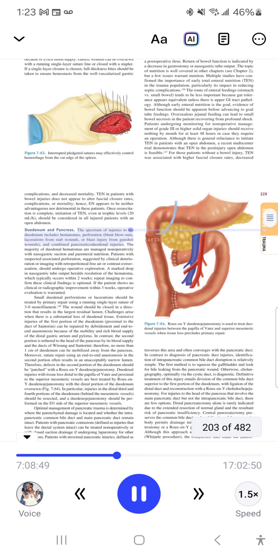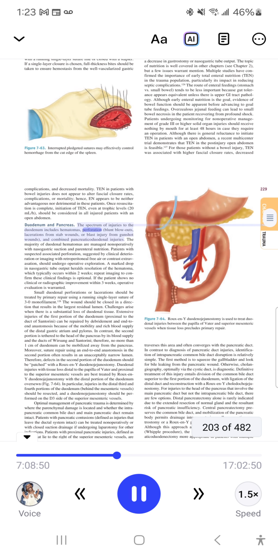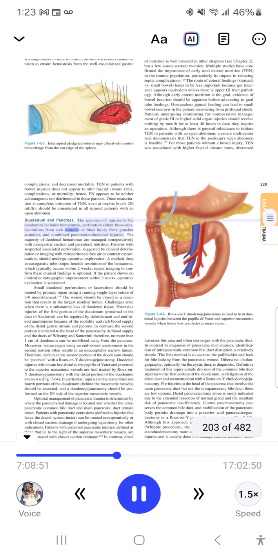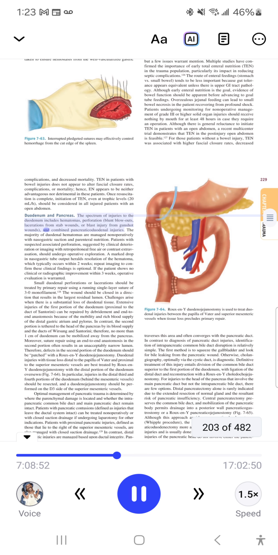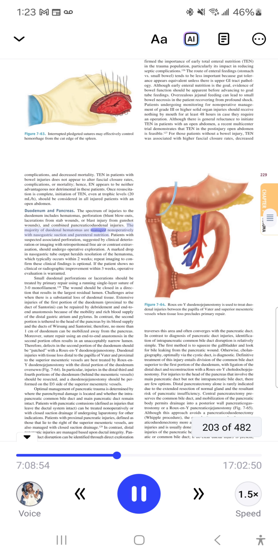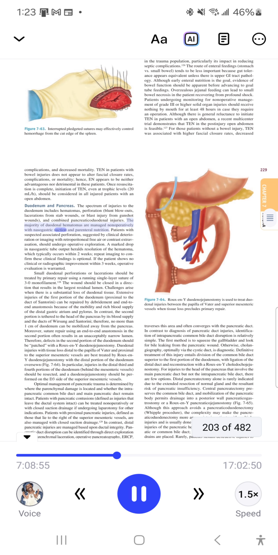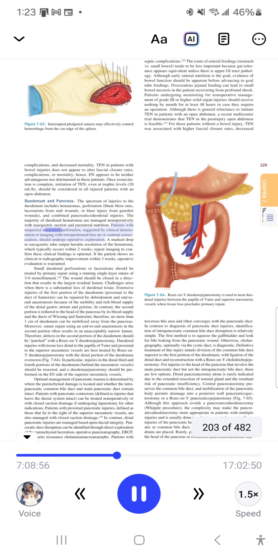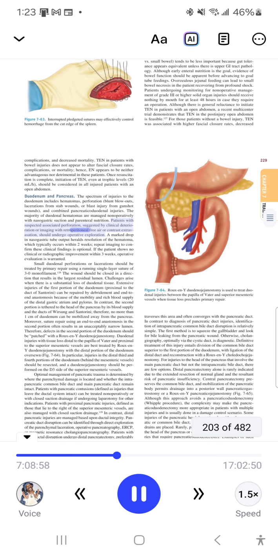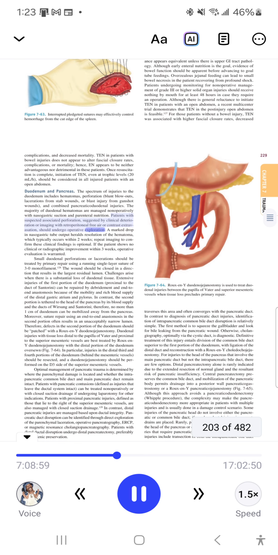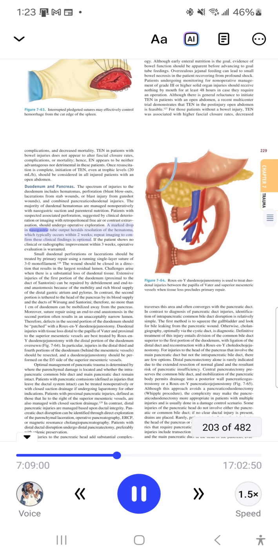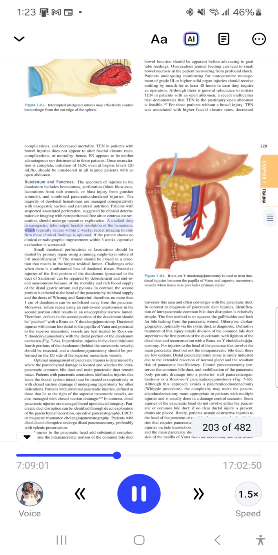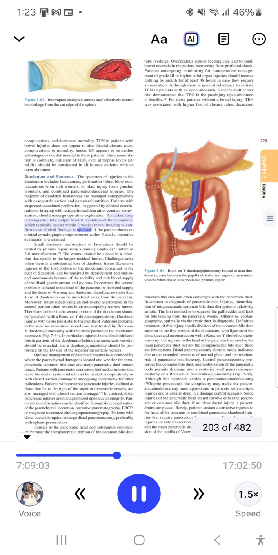The spectrum of injuries to the duodenum includes hematomas, perforation, blunt blowouts, lacerations from stab wounds, or blast injury from gunshot wounds, and combined pancreaticoduodenal injuries. The majority of duodenal hematomas are managed non-operatively with nasogastric suction and parenteral nutrition. Patients with suspected associated perforation, suggested by clinical deterioration or imaging with retroperitoneal free air or contrast extravasation, should undergo operative exploration. Marked drop in nasogastric tube output heralds resolution of a hematoma, which typically occurs within 2 weeks. Repeat imaging to confirm these clinical findings is optional.